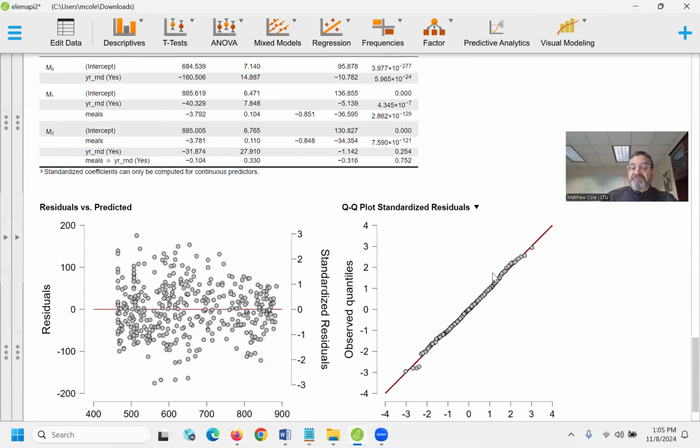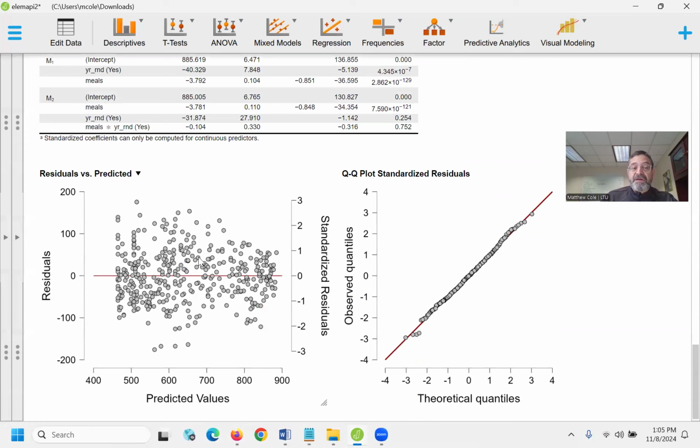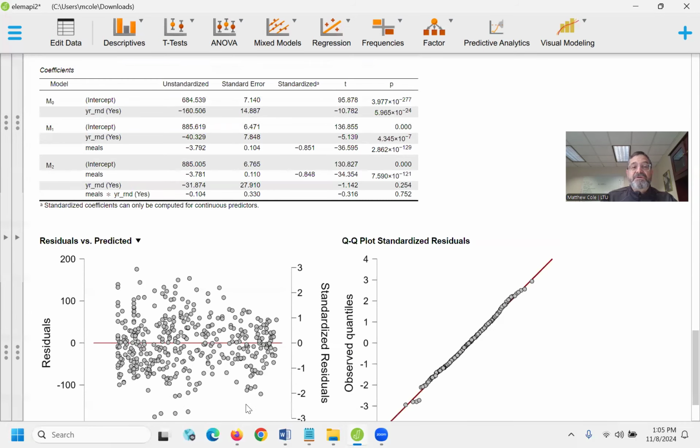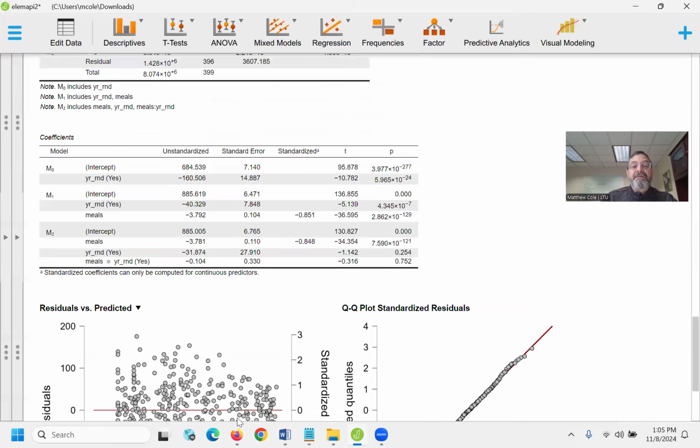Okay, and the assumptions look good here, even better, right? This is really fitting well along the QQ plot. Very good assumption of normality, and a pretty good random spread of residuals around the predicted or fitted values of Y. And here's our regression output, our regression coefficients.